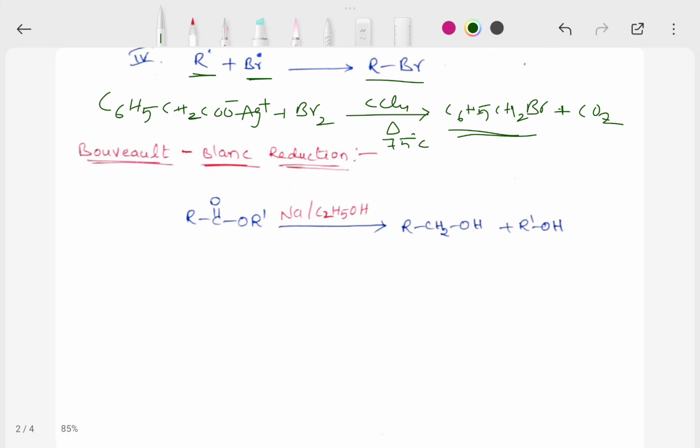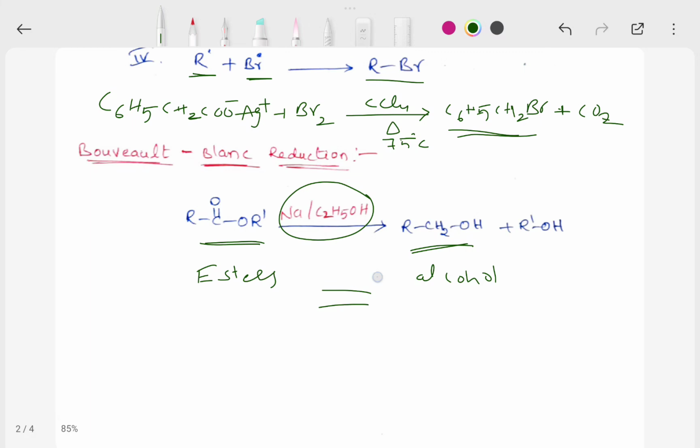Next, the Bouveault-Blanc reduction. This reduction is nothing but the reduction of esters into alcohols, with sodium and alcohol as the reducing agent. The advantage of this reagent is that it does not reduce double bonds.